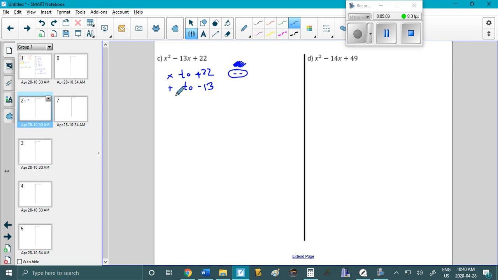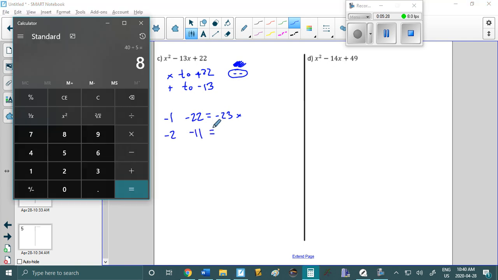So I start with 1. 22 divided by 1 is 1, and I know they're both negative, so negative 1, negative 22. Negative 1 minus 22 is negative 23, which is not negative 13. 22 divided by 2 is 11, so negative 2 and negative 11.